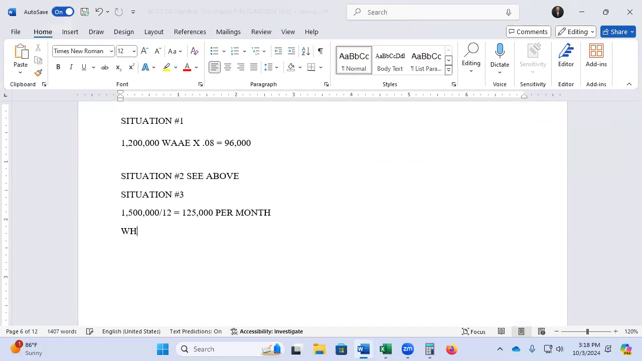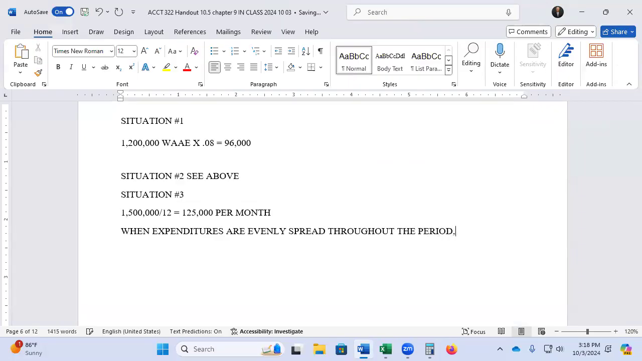So what they did is they said when expenditures are evenly spread throughout the period, then take the total and divide by two. So we have 1.5 million, and we're going to divide it by two. And so we get 750,000 weighted average expenditures.